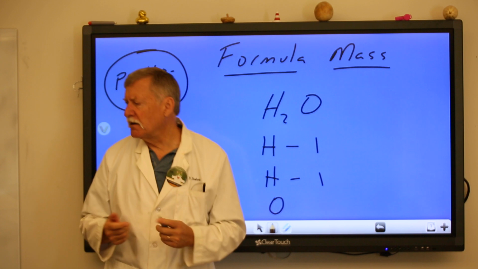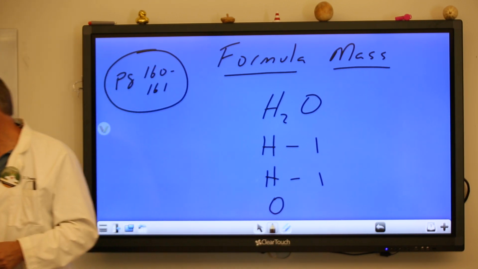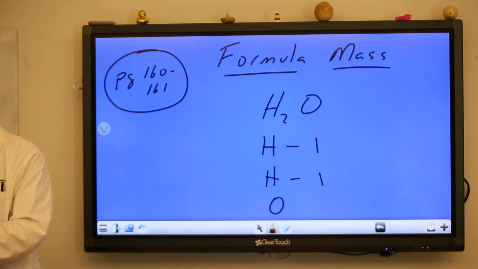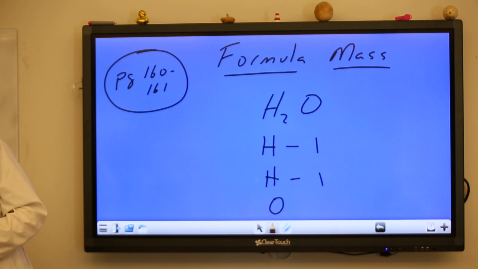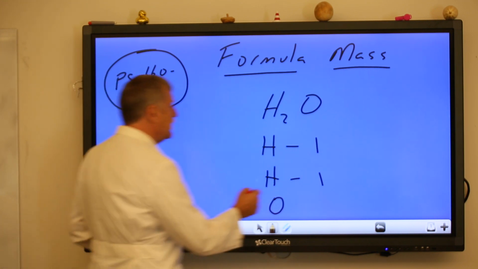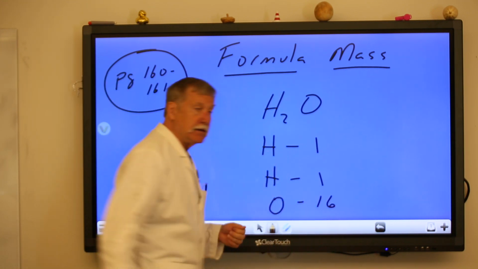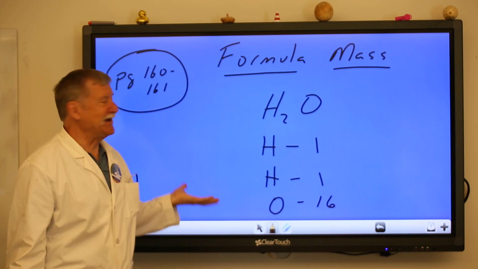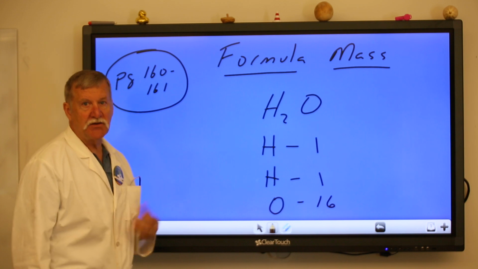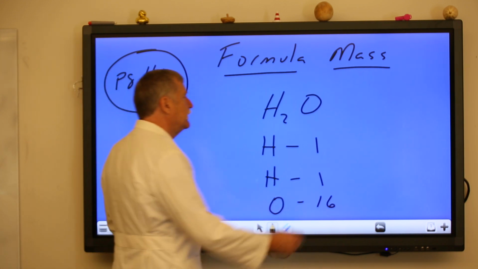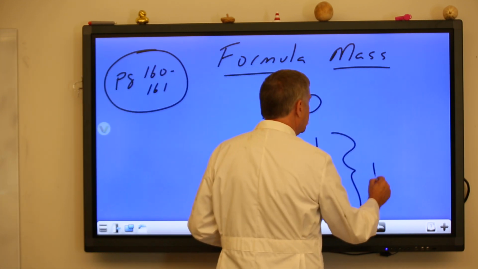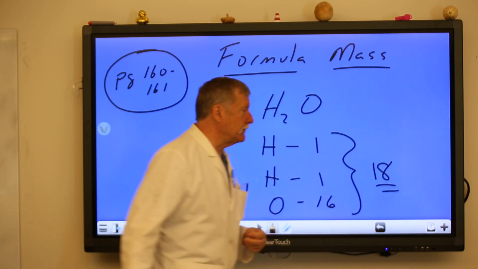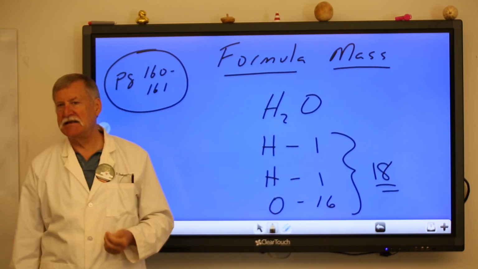And if we look on the periodic table for oxygen, we see that it's got a mass of 16. Now formula mass is no more difficult than adding these 3 numbers together to get a total mass number. 1 plus 1 plus 16. So we say that the formula mass of water is 18.